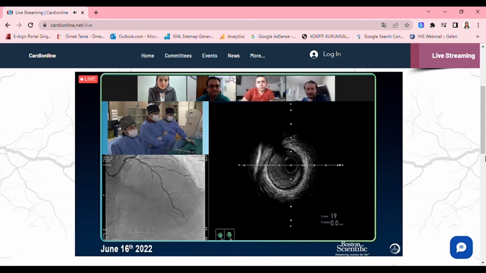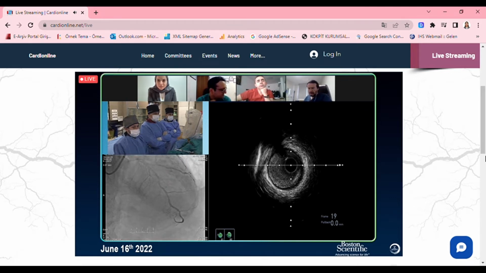Excellent demonstration. We'll go around quickly to see how comfortable you would be stenting right at the ostium, or would you extend it to the left main? Şevket?